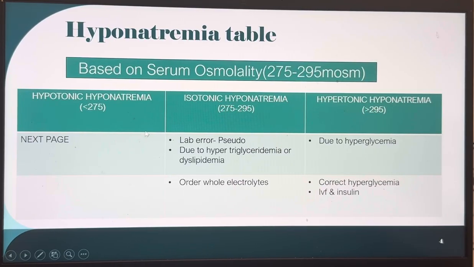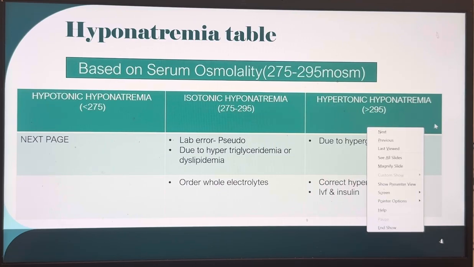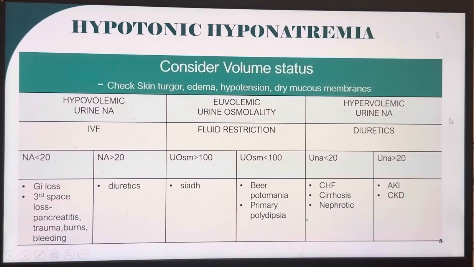Now let's go to the next slide, which shows hypotonic hyponatremia. Here, the first thing we have to consider is the volume status. How do you check the volume status? By checking the patient's skin turgor, if he's having any hypertension, any edema, dry mucous membrane, tachycardia. All these things will tell you about the volume status of the patient. Depending on that, you divide the patient into hypovolemic, euvolemic, or hypervolemic.